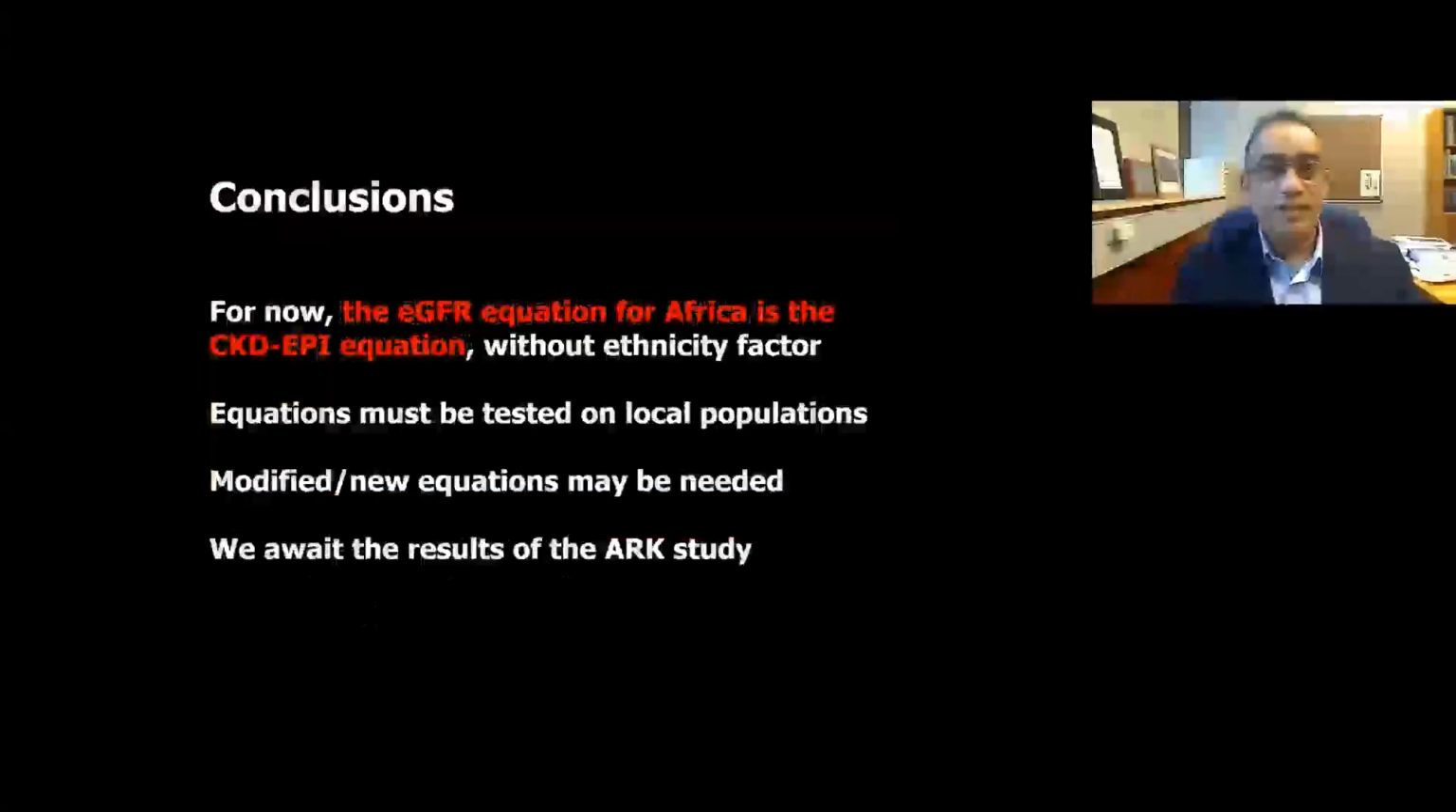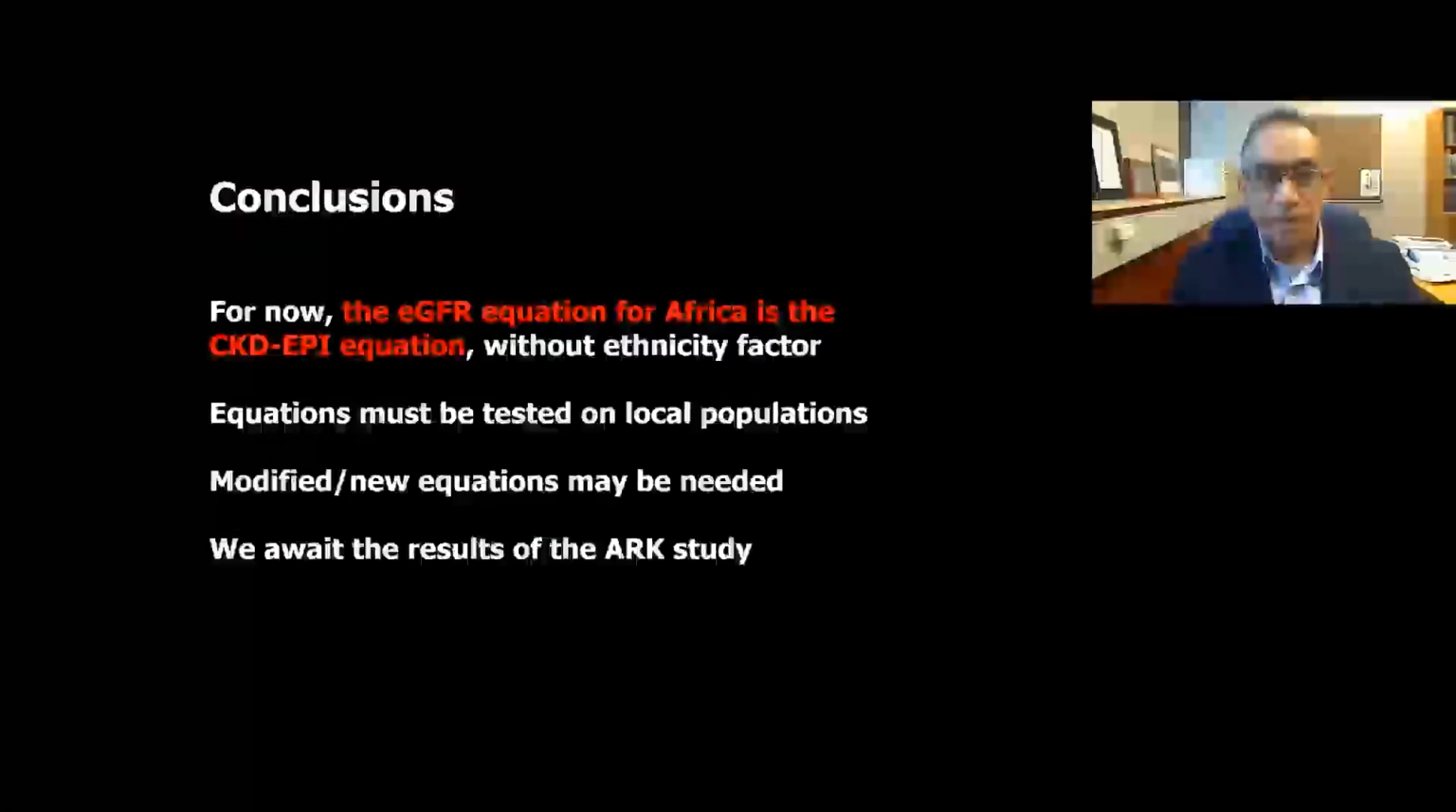I've heard from Robert, it seems that they have completed their study and that the paper reporting this is currently under review. So colleagues, in conclusion, it seems that for now anyway, the eGFR equation for Africa remains the CKD-EPI equation, definitely without using the ethnicity factor. We should, wherever possible, test equations on our own populations and modify or develop new equations as needed. Remember the Excel tool in the Holness paper. That's a simple method we could use to optimize some of these equations. And we keenly await the results of the ARC study, which may throw additional light on this topic.